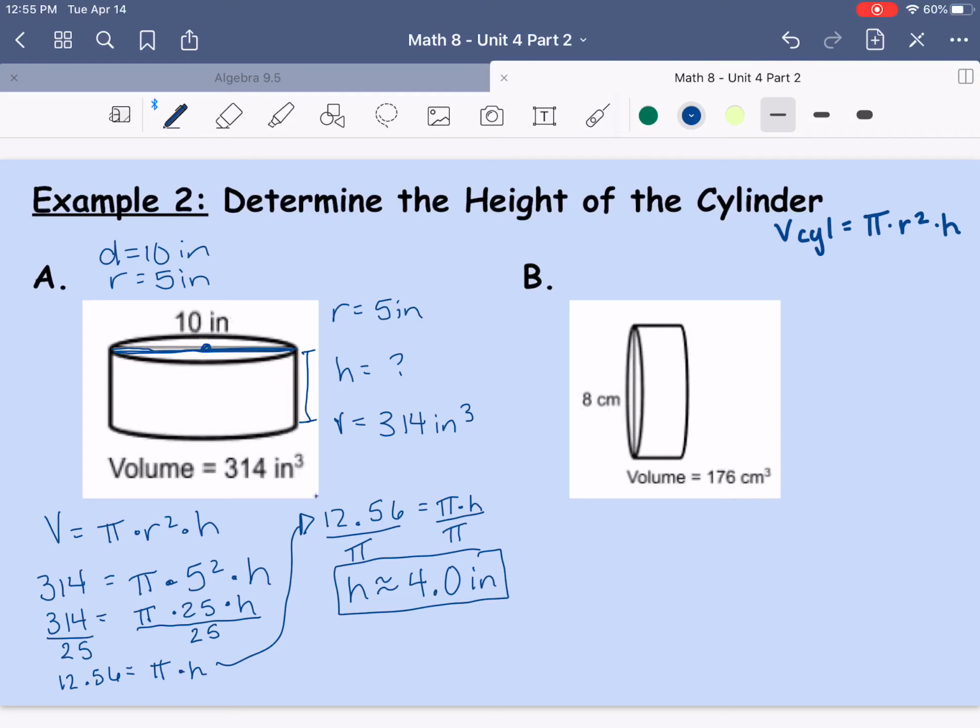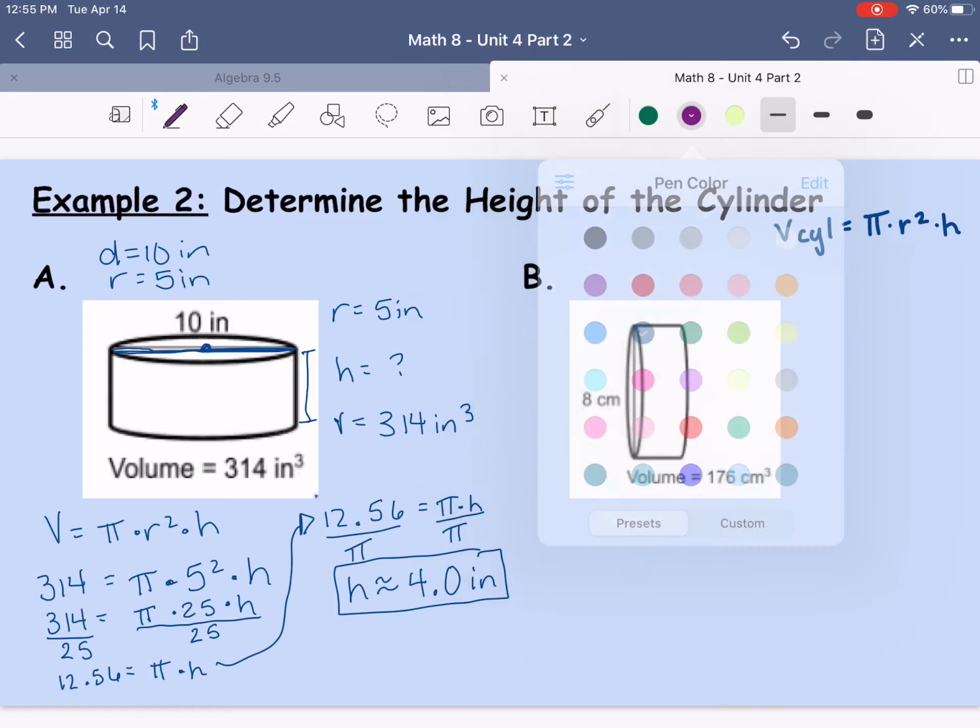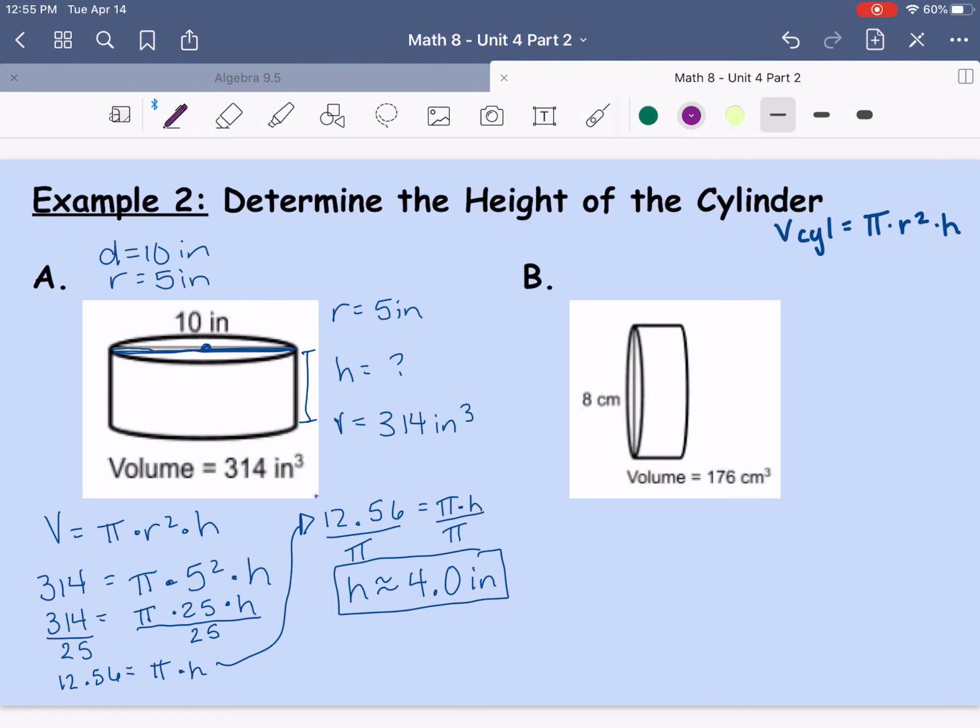Okay, if you would like to try example B on your own, go for it. If you want to follow me through this one, then keep listening. So again, I am given the diameter of this circle, which is 8 centimeters. So if my diameter is 8 centimeters, my radius is half of that. So half of 8 is 4. So my radius is 4 centimeters.